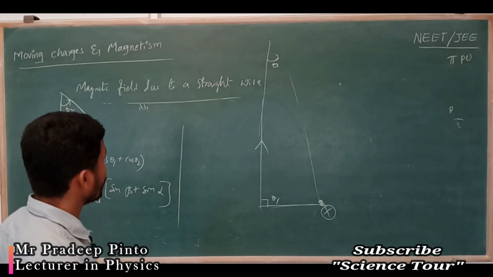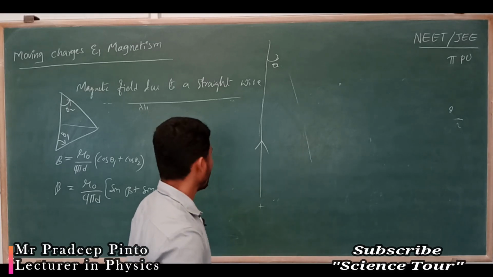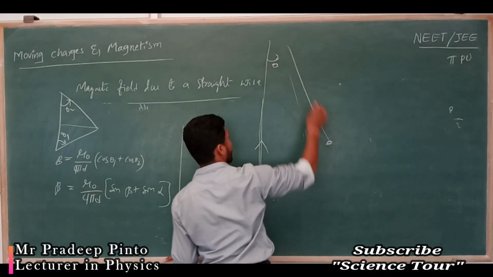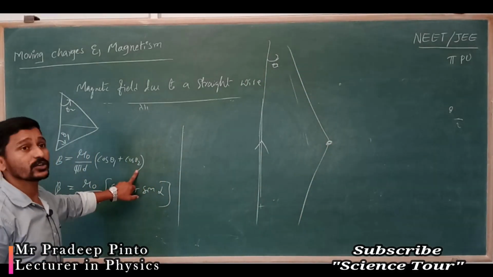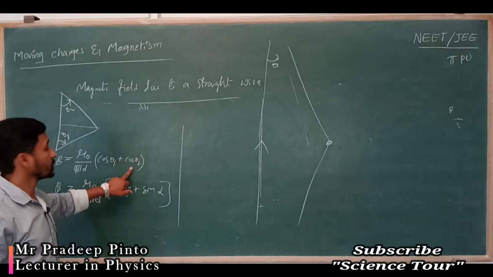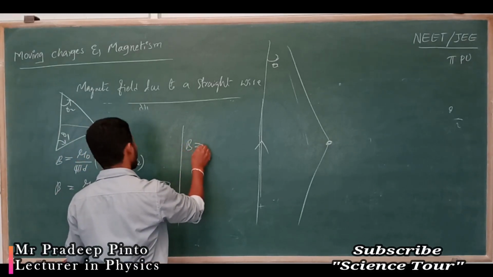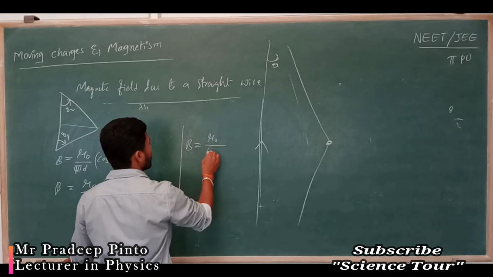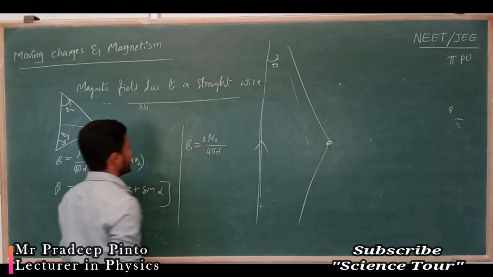Next thing is, if both are infinite, what are you going to do? Both are infinite means this is also 0, this is also 0, theta 1 also 0, theta 2 also 0. Okay, cos 0 is 1, cos 0 is 1, so for the infinite long wire you are going to get mu naught divided by 4 pi d into 2. Okay, that is the thing.